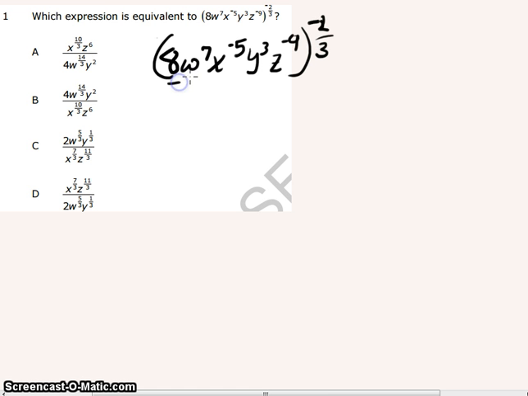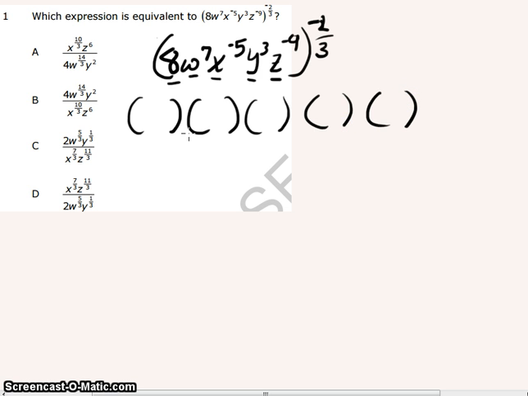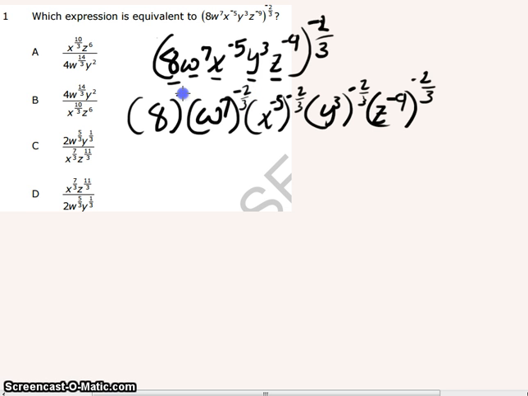Now, as you can see, we have 1, 2, 3, 4, 5 different quantities inside the parentheses. So let's create 5 separate parentheses so that we can easily see what goes where. The first one is 8, the second is w to the power of 7, x to the -5, y to the third, z to the -9. And then the exponents are going to be -2/3 on each of them. It sounds funny when you say it 5 times.